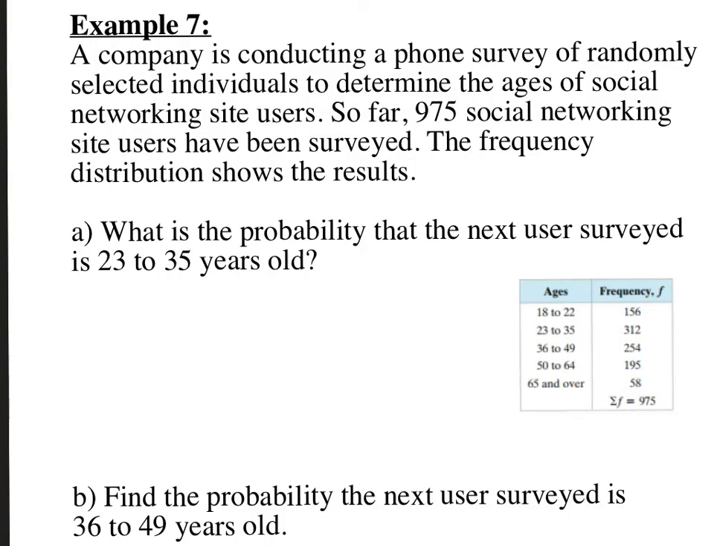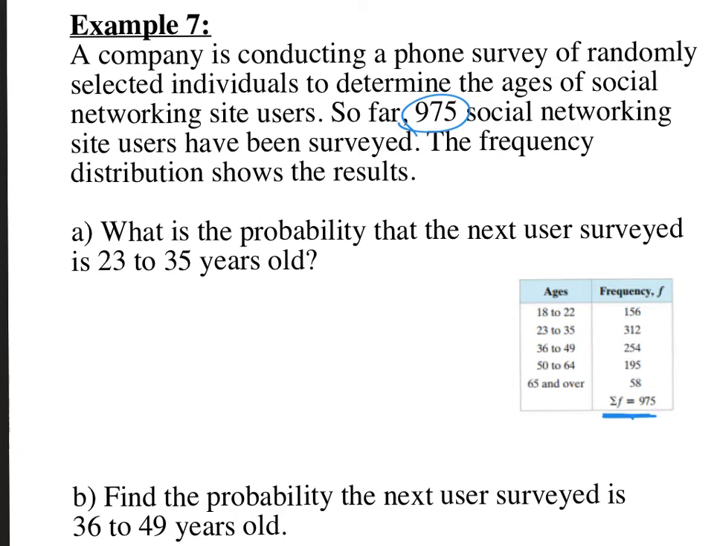A company is conducting a phone survey of randomly selected individuals to determine the ages of social networking site users. So far, 975 social networking site users have been surveyed. So that's going to be our denominator. The frequency distribution shows the results. So again, here's the sum right here. Remember that weird looking E is for sum. It's actually called sigma. And that's 975 people.